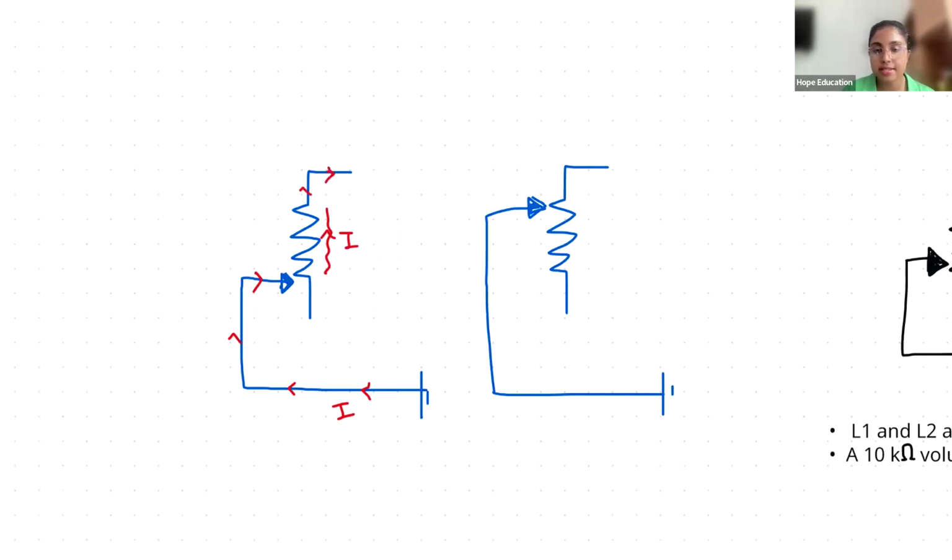If you look at this instance, this is the positive terminal, so the current goes like this, and then it doesn't need to go through the whole resistor because it's connected here, so it only needs to go through this part.